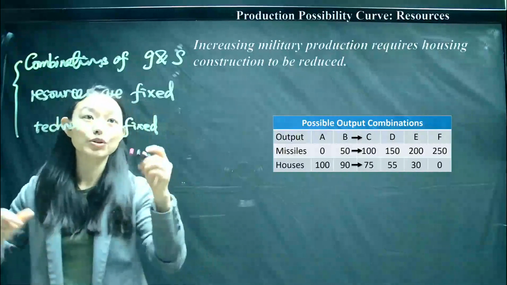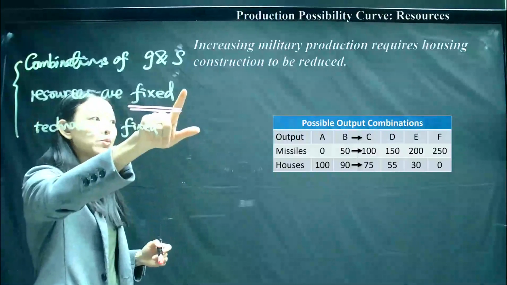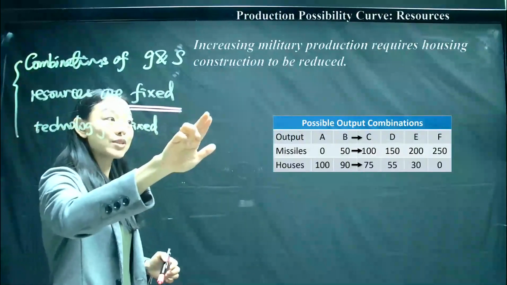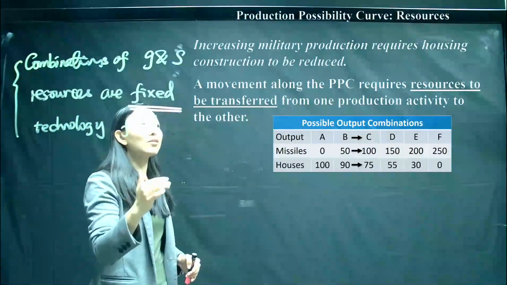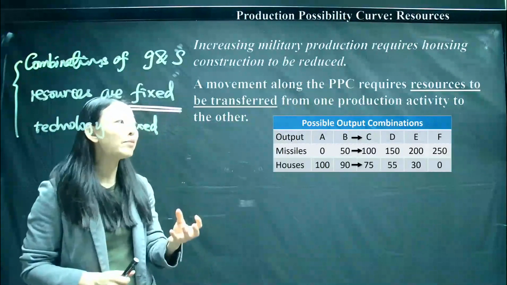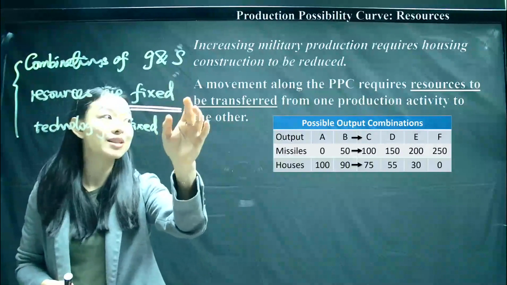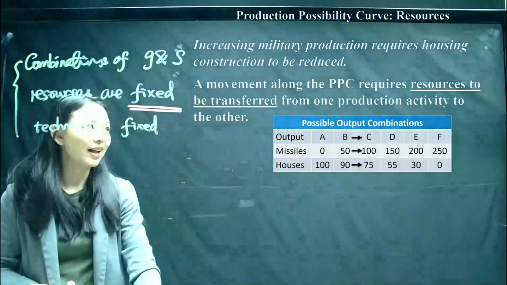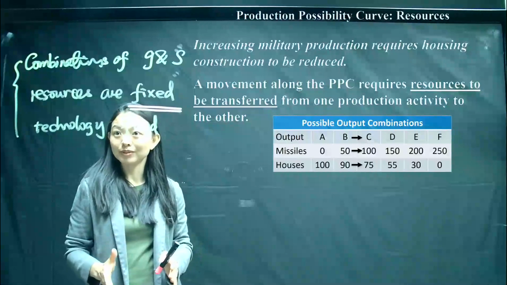That is because our resources are fixed. If you want to increase the meso's production, you need to switch resources from house construction to meso. So a movement along the PPC requires resources to be transferred from one production activity to the other. This is because our resources are fixed and limited. And this is the way that we represent the PPC through a table.